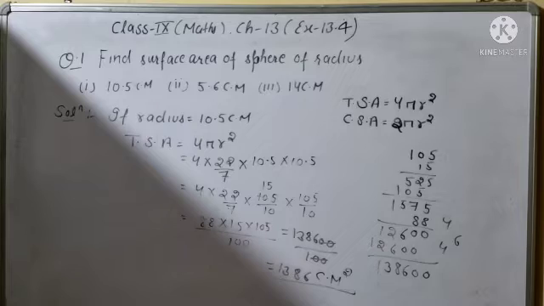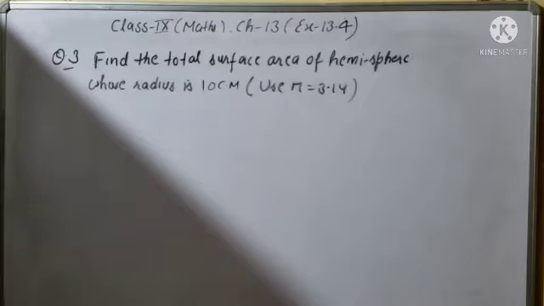So simply put the value: radius you have, pi you have, and now put the value and find out the answer. So it will be 1386 centimeters square. Clear? So this was your question number first. Next two parts you will complete yourself. Yes. So now we will start our next question.